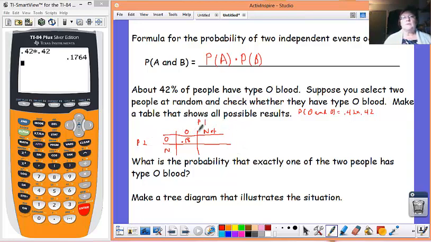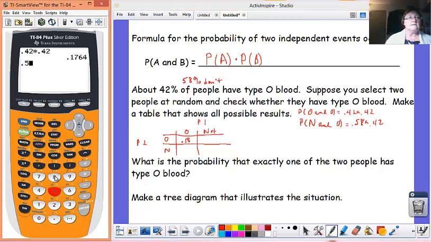The probability that person 1 does not have type O, well, if 42% of the people do, then 58% of the people don't. So the probability that person 1 doesn't, but person 2 does, this would be the probability of a not and an O. That's 0.58 times 0.42. Again, one's blood type is not affected by the other. That is, they're not related, they're independent. So this is about 0.24.